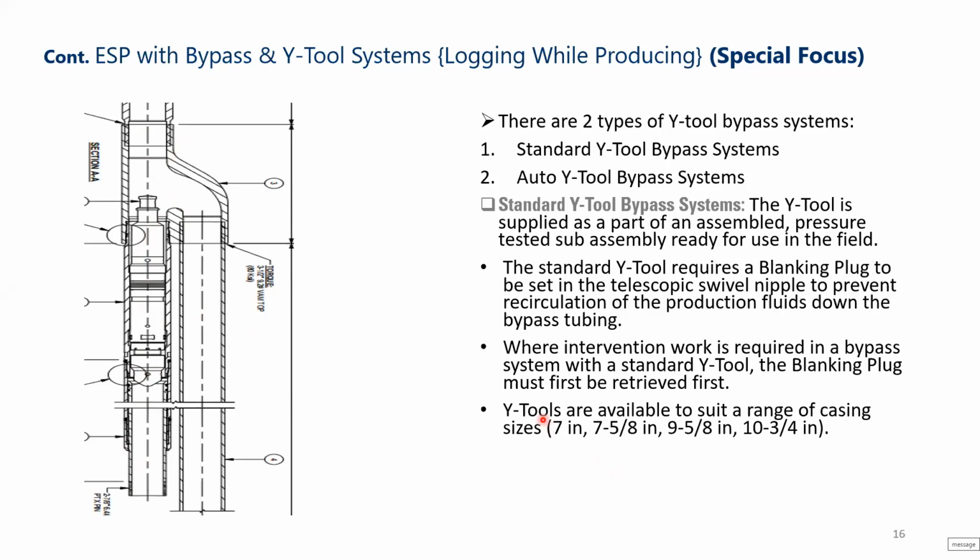So Y tools generally are available to suit a wide range of casing sizes, starting from 7-inch, 7 5/8, 9 5/8, 10 3/4. So Y tools are available in the market. It gives the operators a chance to run it at different casing sizes, which is a positive thing to the operators. It will not limit them. So they will just need to see which size of Y tool is suitable for their casing application.